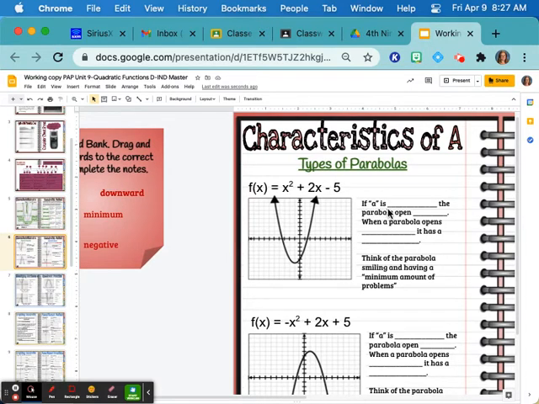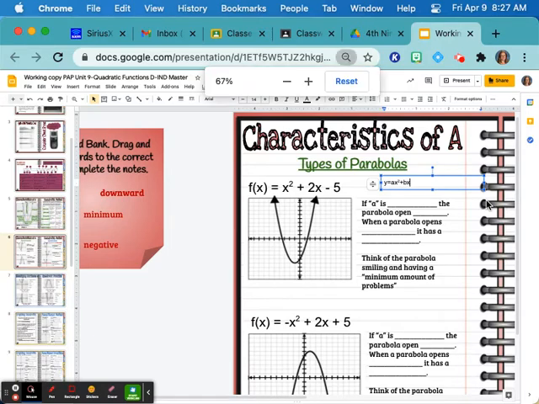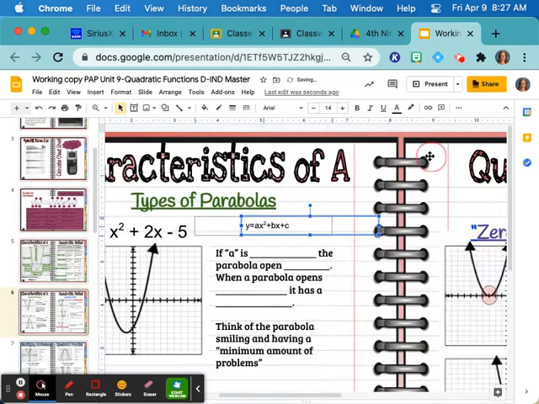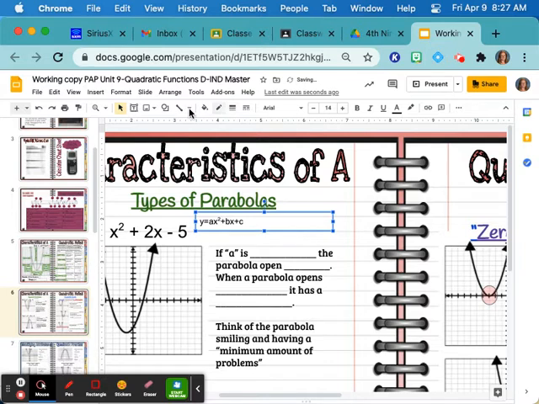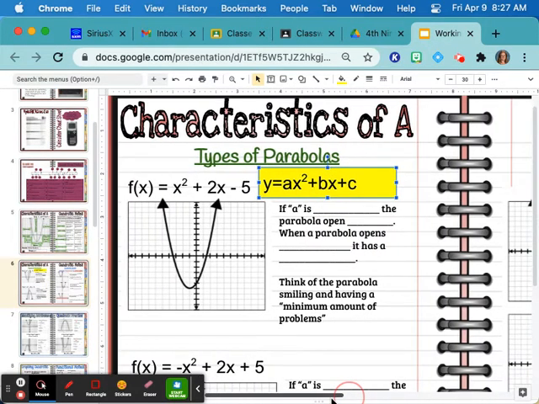So if a is, I don't think we even have the standard form. So let's write the standard form. Y equals ax squared plus bx plus c. I'll zoom in. I'll make this bigger, actually. This is our standard form. Y equals ax squared plus bx plus c.